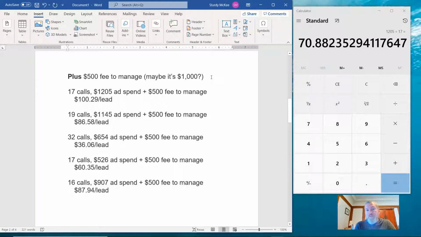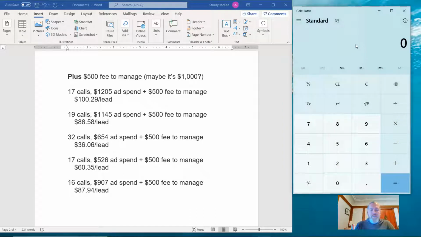Once you go through this and learn how to do it, you can plug in your own numbers and do the math yourself. If we convert this over with a $500 fee to manage it, we're talking about $1,705 divided by the 17. So you can see here the $100.29. I've done that for you. This is with the $500. If it's not 500, let's say you're spending $1,000, or 250, or 100, whatever it is, that's fine. Plug in your own numbers and figure out what your own cost per lead is.